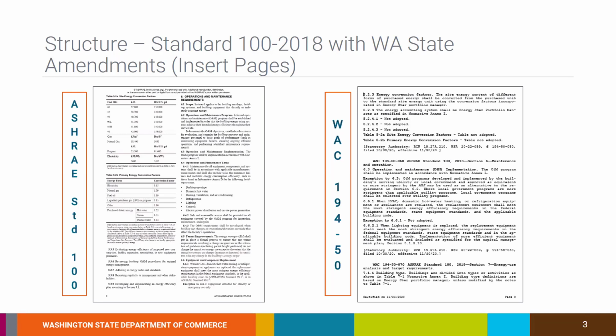Commerce is currently working with ASHRAE in development of an integrated copy of ASHRAE Standard 100 and WAC 194-50, which will cover all Clean Buildings Performance Standard requirements in a single document. This document is scheduled to be available by July 1st, 2021.